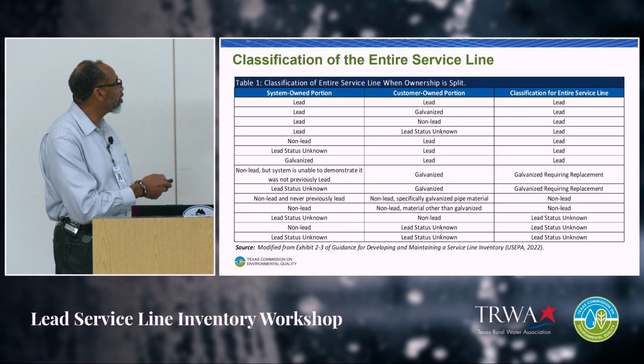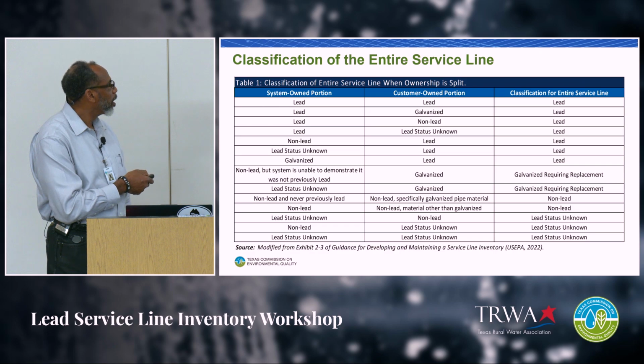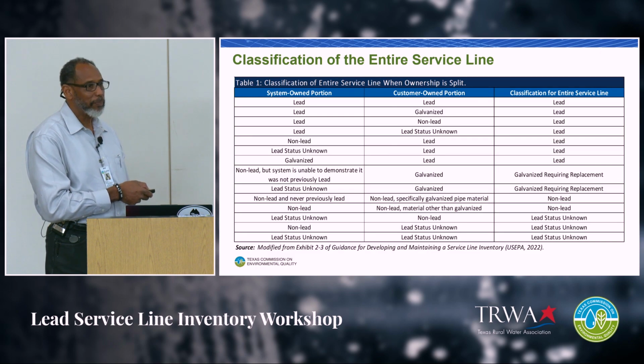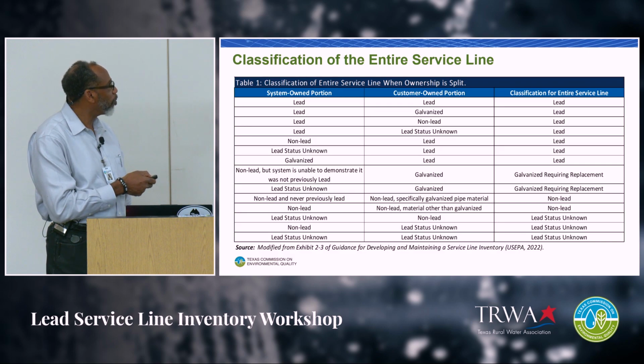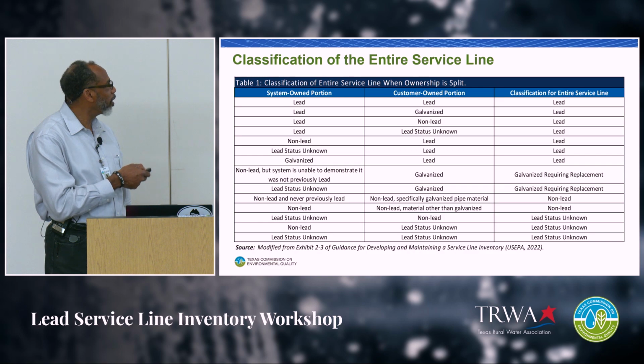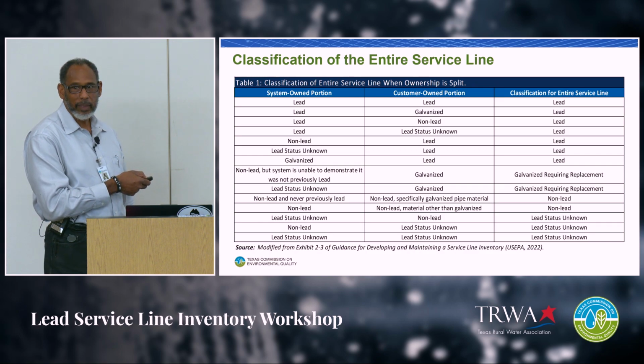But for each one, you're going to identify if it's lead, non-lead, galvanized requiring replacement, galvanized, or unknown. For each one, you have the system-owned portion you're going to identify, the customer-owned portion, and then that's going to generate a classification for that particular line. So if they're both lead, obviously that's lead. If it's lead, galvanized, lead. Lead and non-lead, lead. Lead status unknown, lead. So you can see the pattern here. If any one of these has lead, then the line is classified as lead.